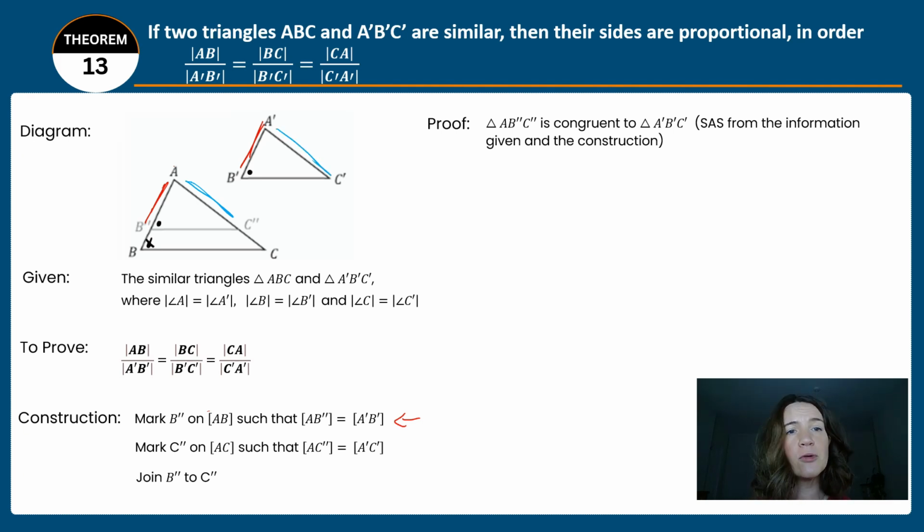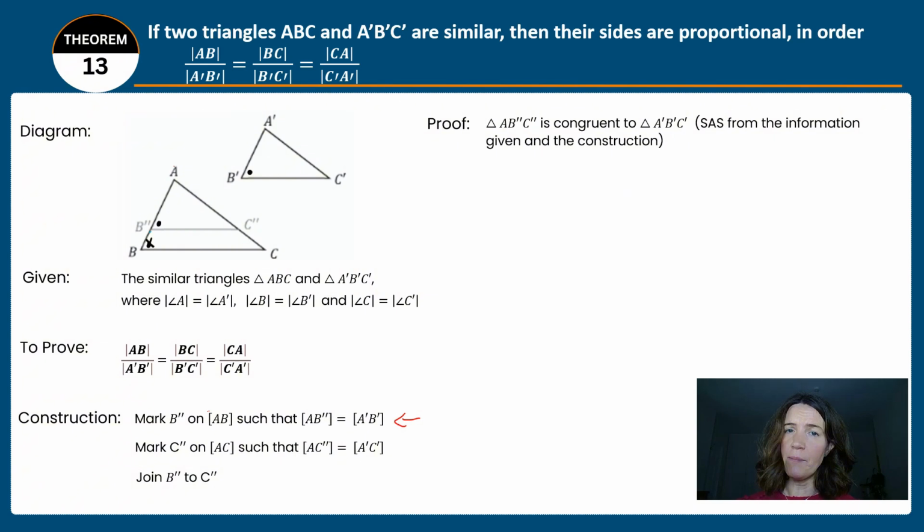And the given step told us that all the angles are equal. So the angles at A and A prime must be equal. So I've got S, A, S. I've got the side angle side condition for congruency fulfilled. We've got two sides and the included angle that are equal on both of those triangles. Now remember, we're talking about A, B double prime, C double prime, not the bigger triangle there.